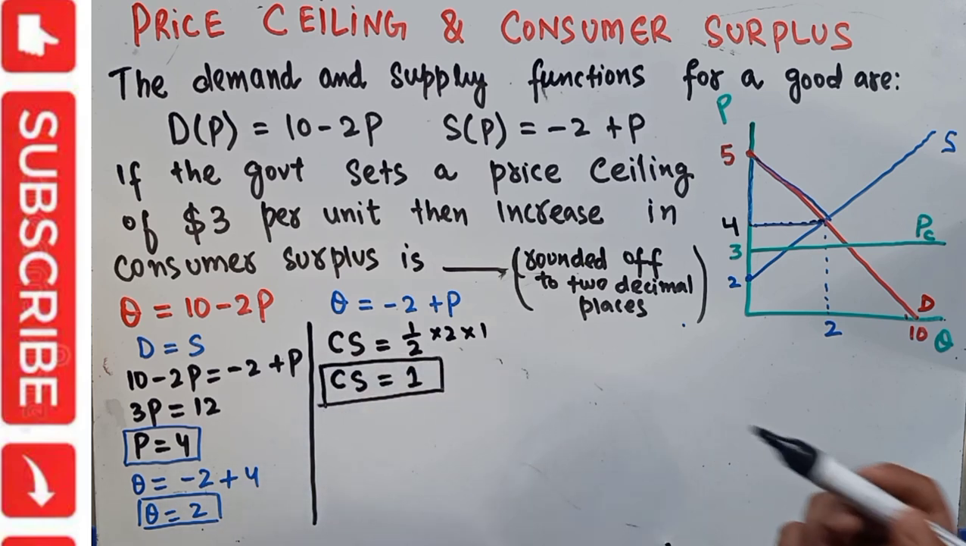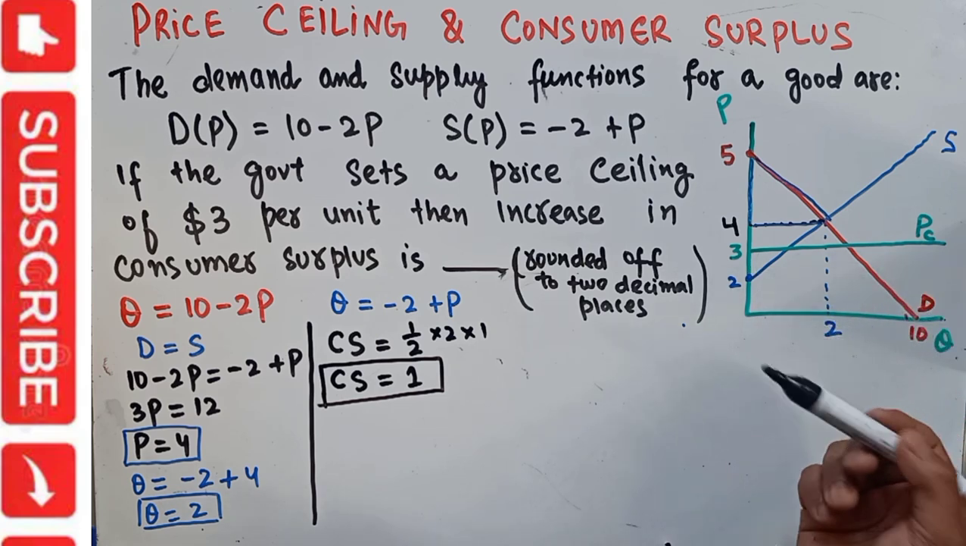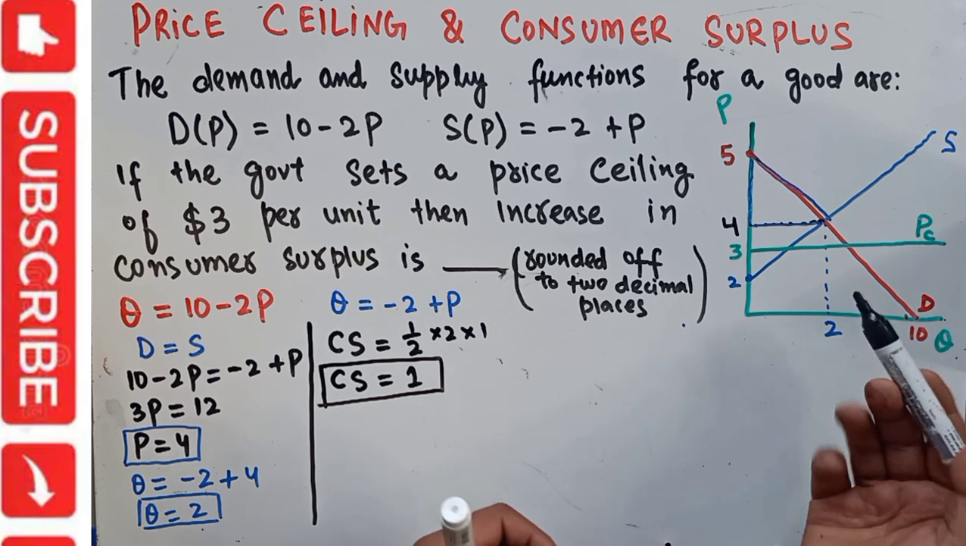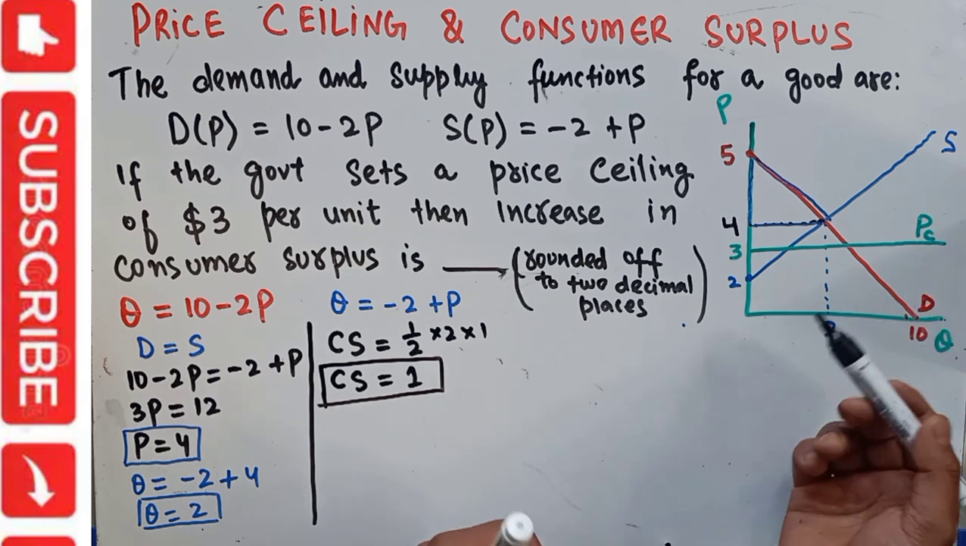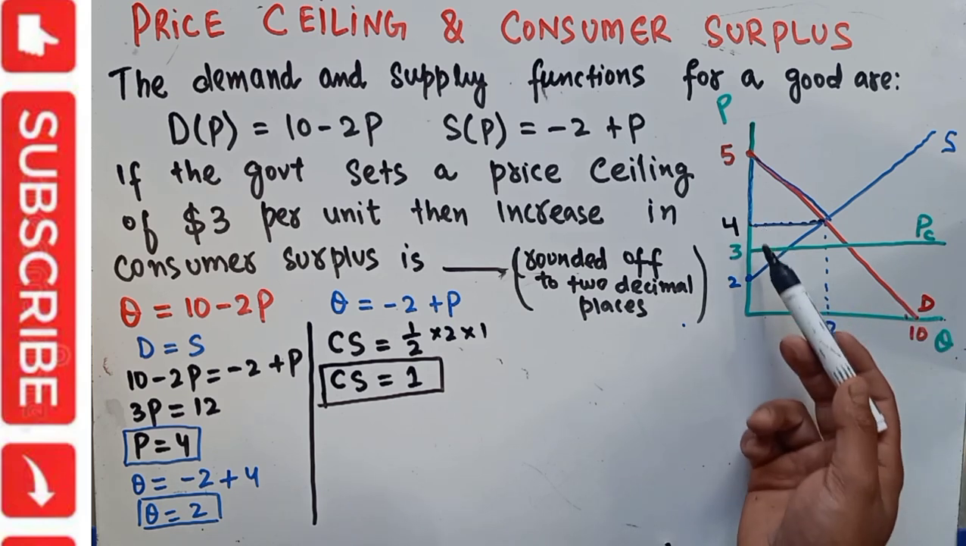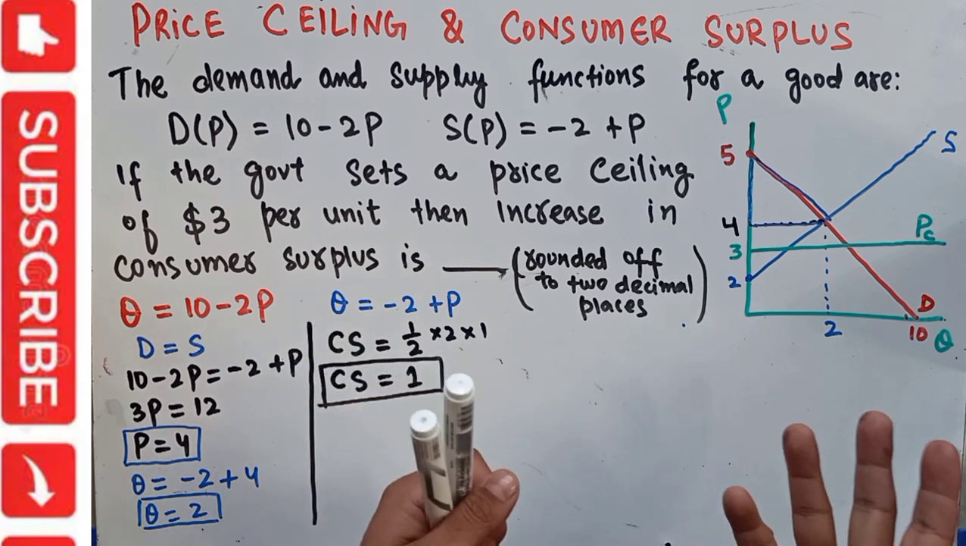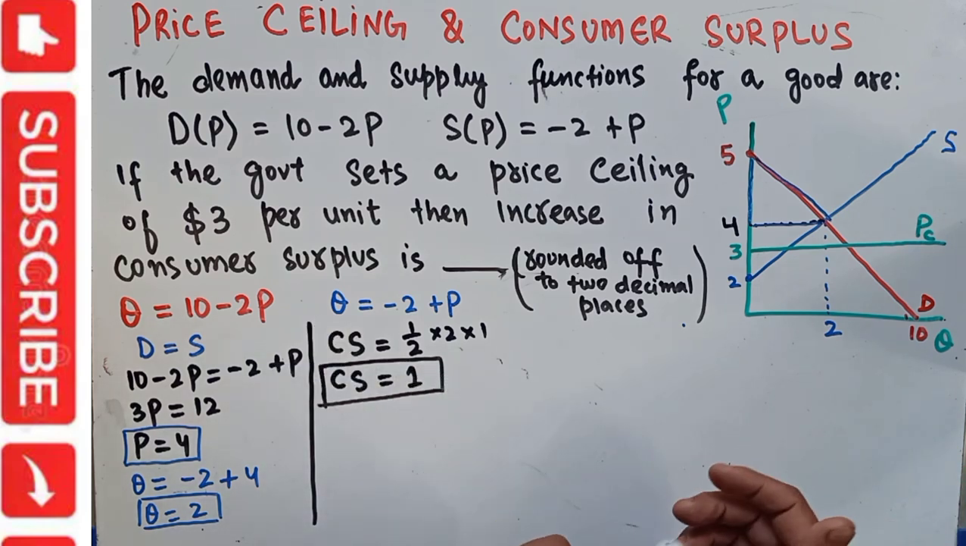Now the government has imposed a price ceiling. By price ceiling, we simply mean the mandated maximum amount a seller is allowed to charge for a product or service. And here it is less than the equilibrium price, obviously. So consumer surplus before the price ceiling was 1. Now we need to calculate the consumer surplus after the price ceiling. Then we need to find out the increase in consumer surplus.